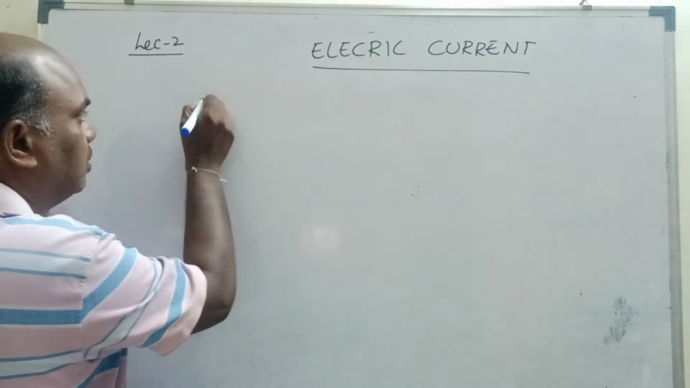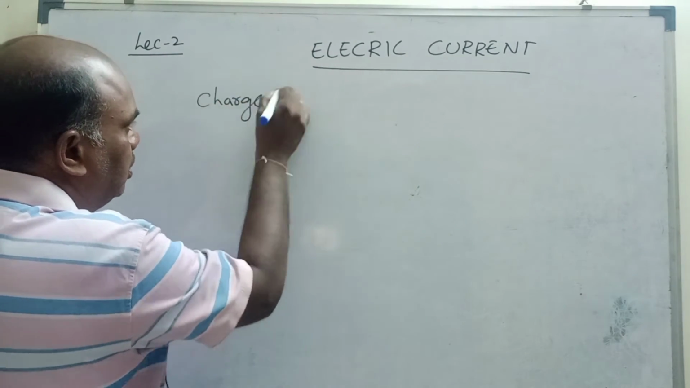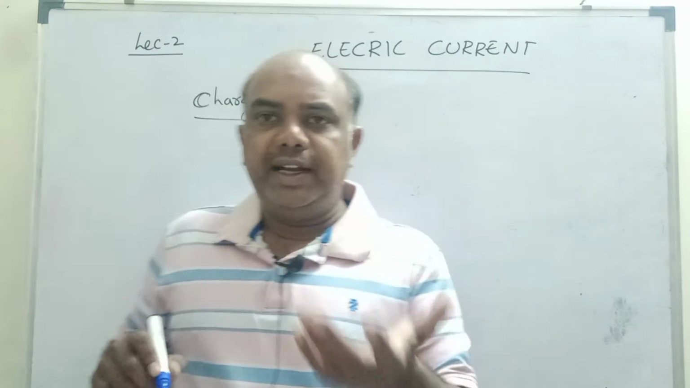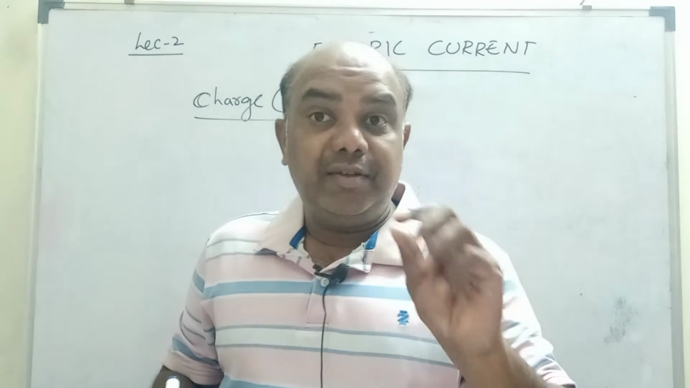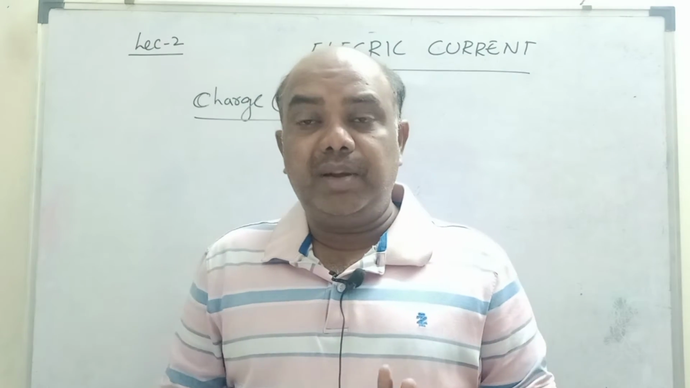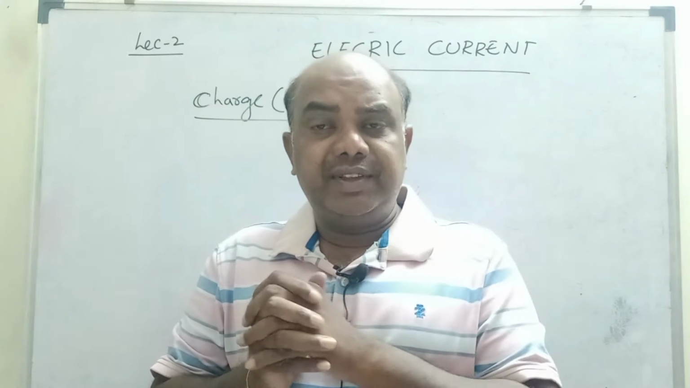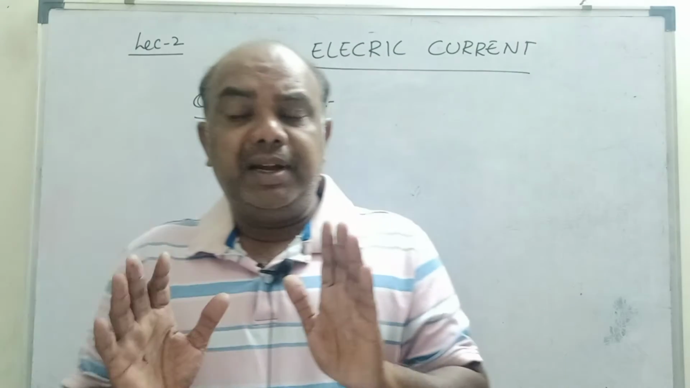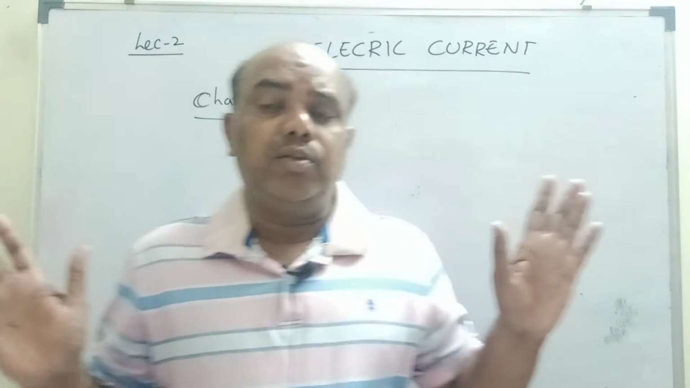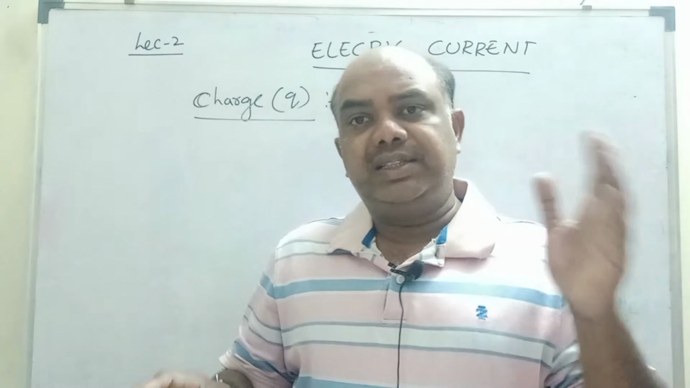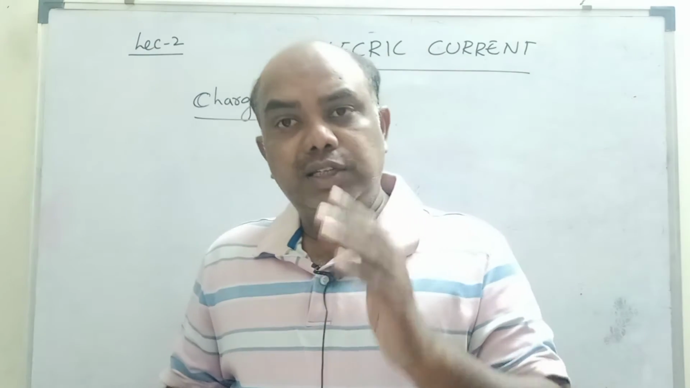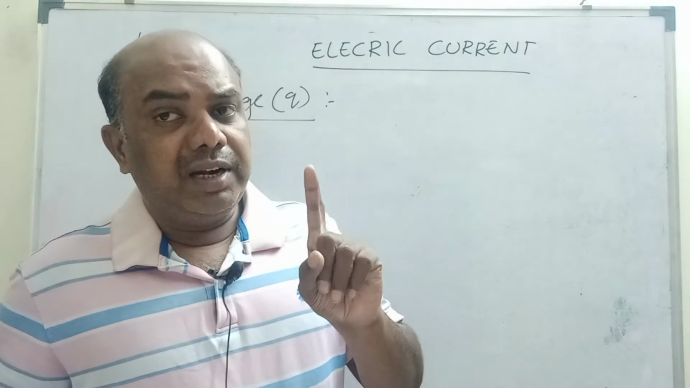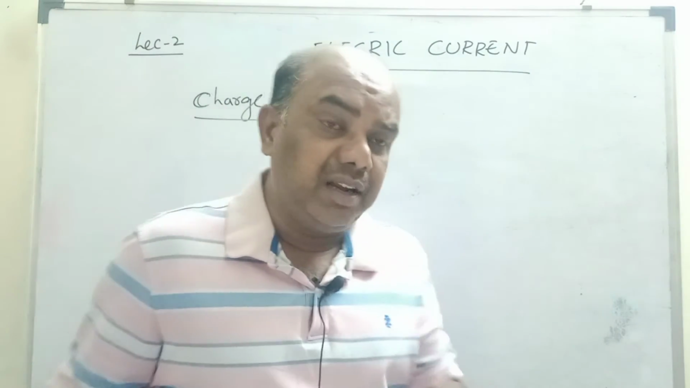Next, see children, charge. Charge is denoted by Q. One more interesting and important point that I did not cover: current is a fundamental physical quantity. How many fundamental physical quantities do we have? Seven. Among these seven, current is also a fundamental physical quantity like mass. That means a fundamental physical quantity does not depend on any other physical quantity. It is independent, like mass, length, time. Electric current is also one of the total 7 fundamental physical quantities.